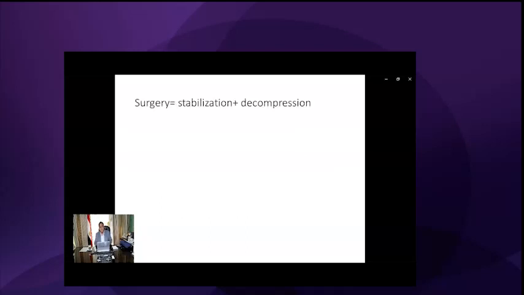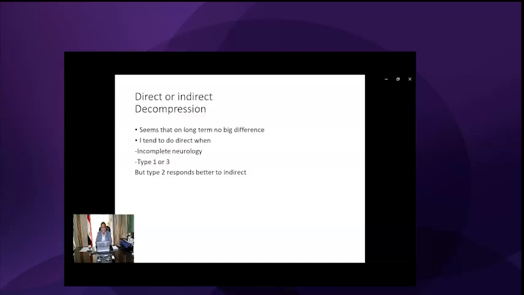What are the goals of surgery? Stabilization and decompression. Let's talk first about decompression, because it's easier to talk about. It seems that on the long term, direct decompression by decompressing the sacral foramina and the canal, and indirect decompression by just reducing and stabilizing the fracture, on the long term there is no big difference. The real difference is on short term.